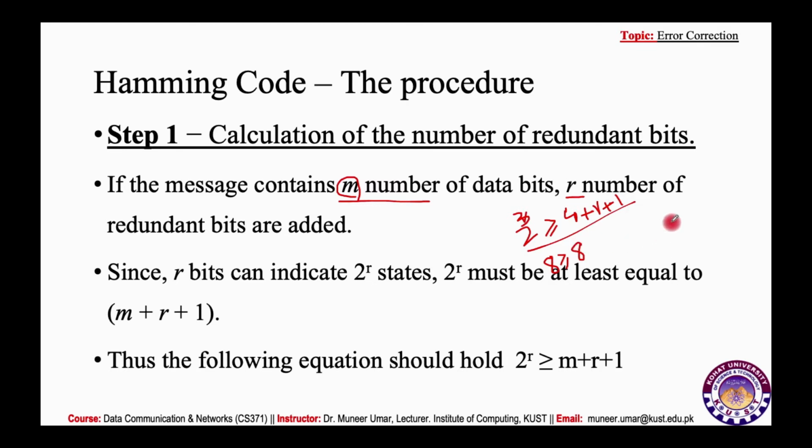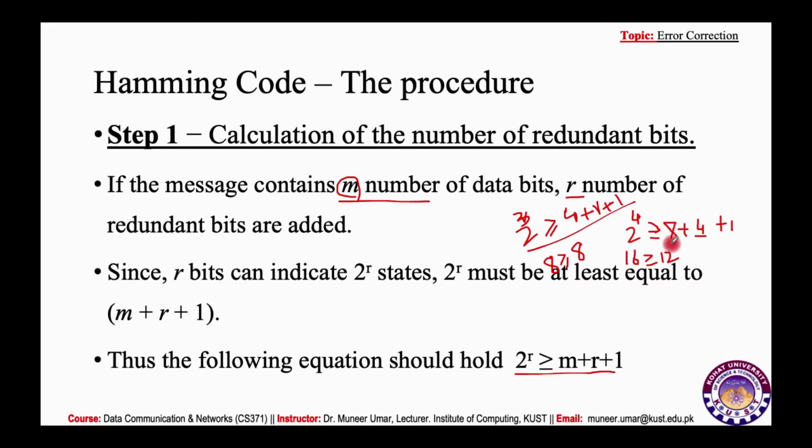Let's say we have 7 data bits. So for 7, we must provide a value of R that satisfies this equation. So here I must give 4, 2 power 4. So this is 16, greater than or equal to 7 plus 4 plus 1, which gives 12. So for 7 bits, the value of R should be 4. We can provide 4 redundant bits.